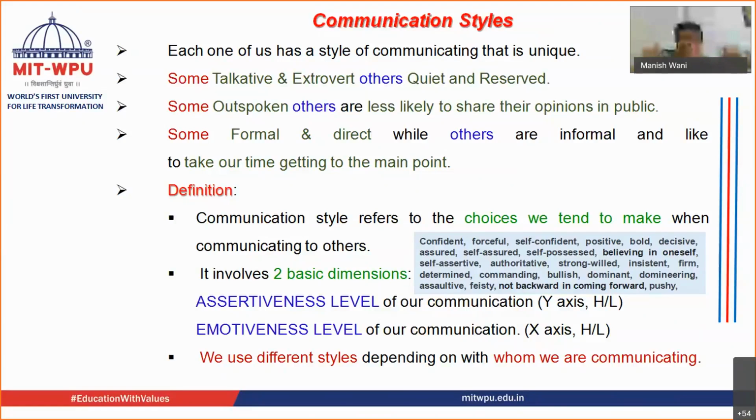And second is emotiveness. So they are based on two factors, two dimensions. One is assertiveness. One dimension is on the y-axis, which is high and low, and the emotiveness level talks about the emotions that you have. Different emotions you have. You have sad, angry.